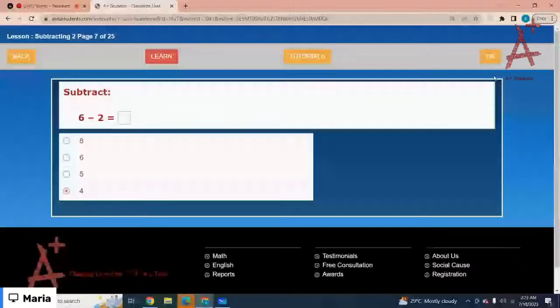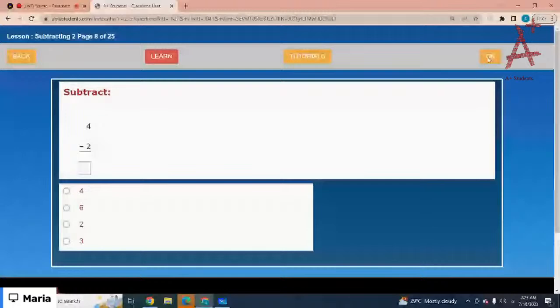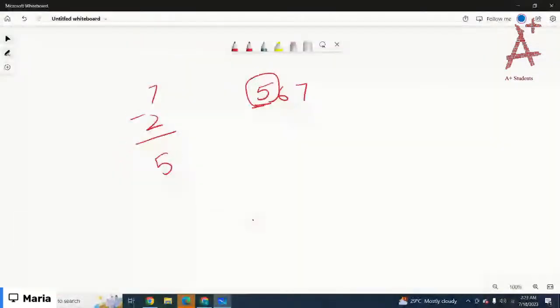Okay, the next one is 4 take away 2. So just make 4 lines, remove 2 of them, or either start with 4 and go back two numbers. So which is the correct option? 4, 3, 2. So 4 take away 2 is 2. So the correct option is 2.